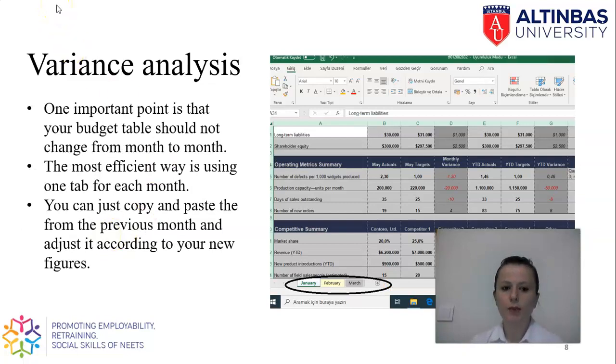As I said before, one important point is that our budget table should not change from one month to another. So we can simply copy and paste the items to the next month, as you see in here. This is going to help us if you have a total sheet, where you can simply copy the balances of each month.